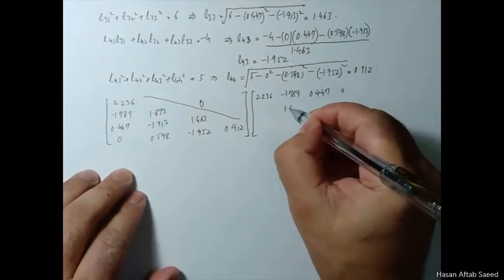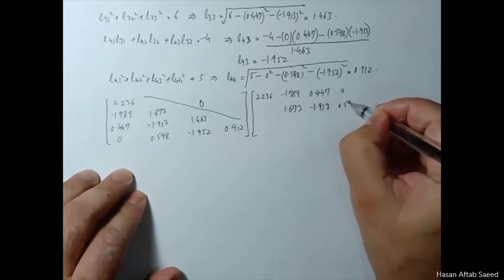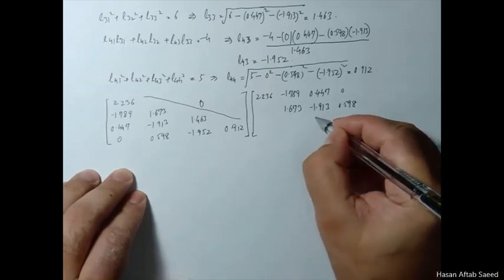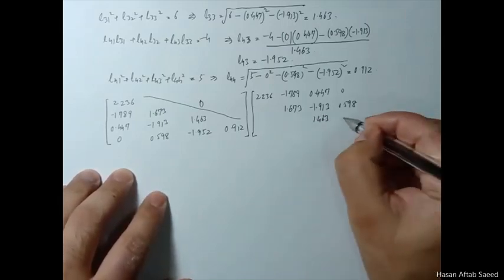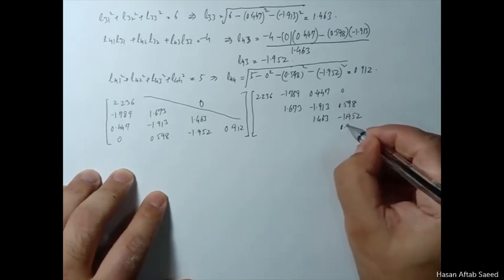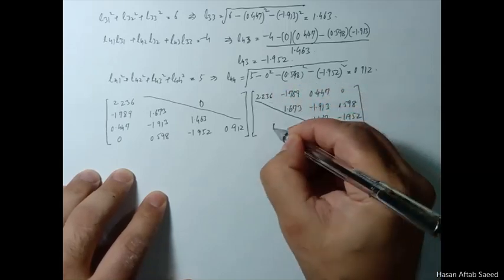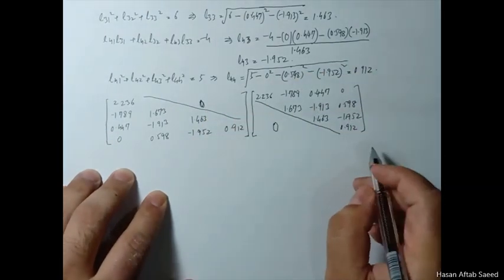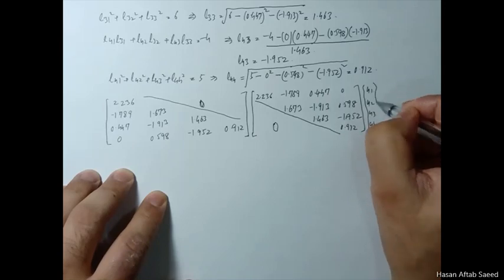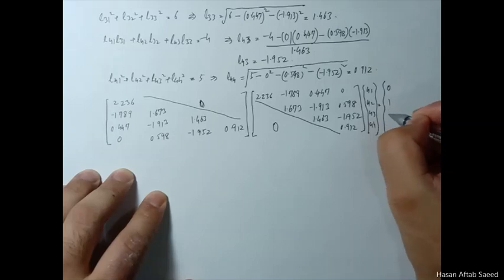Here you have 1.673 minus 1.913, 0.598. Then you have 1.463 minus 1.952, and at the end you have 0.912. This is the principal diagonal. Everything below it is 0, and this multiplies by u1, u2, u3, u4. Remember, this product is nothing but k. You have 0, 1, 1, 0.